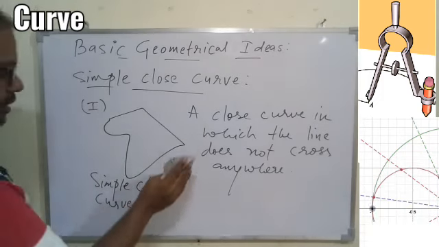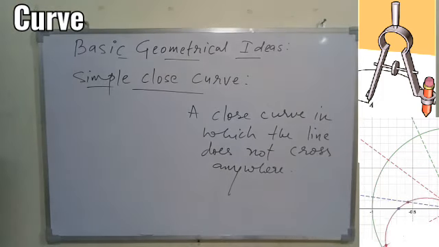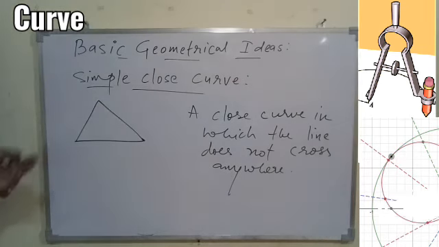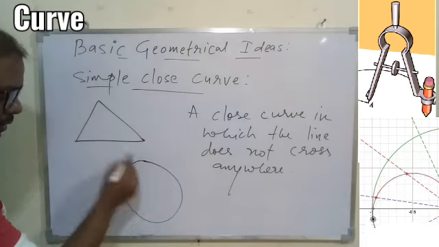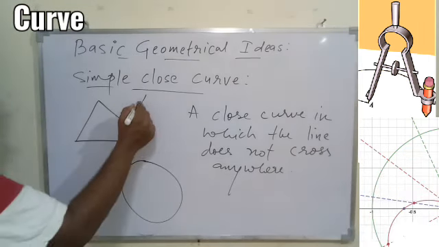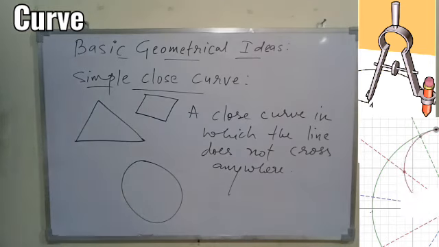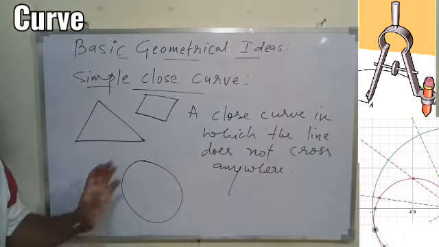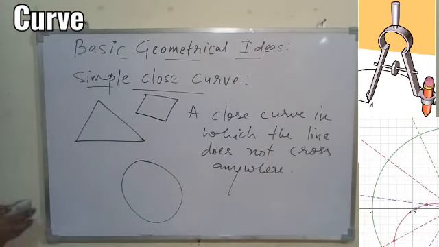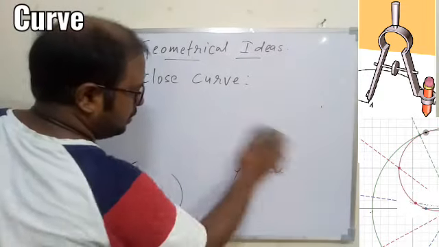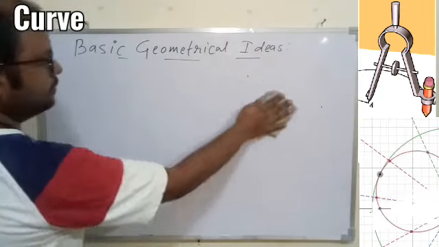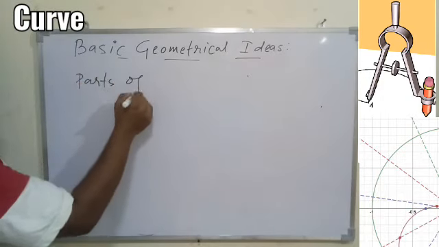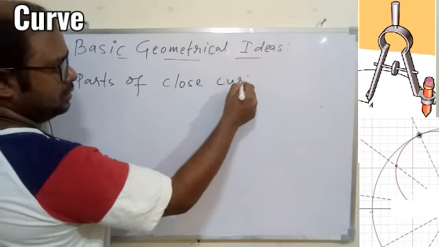We can take some different diagrams for it also. Even if I draw this one, you can see it's a simple closed curve. If I draw this one, it's a simple closed curve. If I draw this one, it's a simple closed curve, because nowhere do you see the line crossing. I hope you understood the meaning of simple closed curve also. And now the next thing we have is parts of closed curve. That is also important.